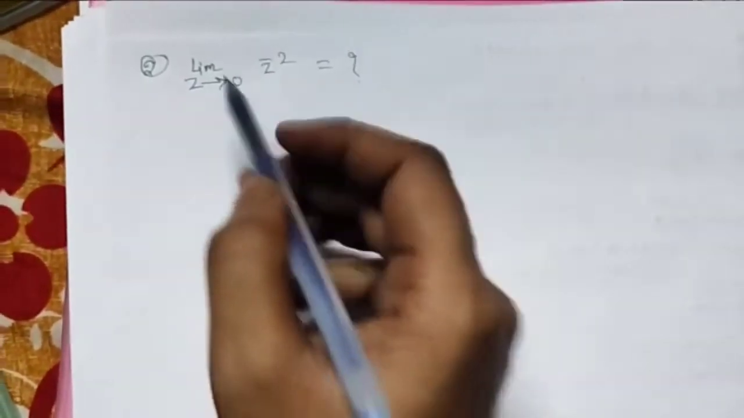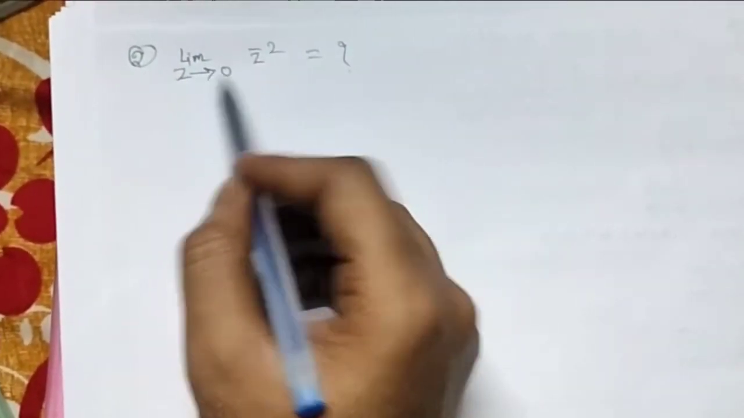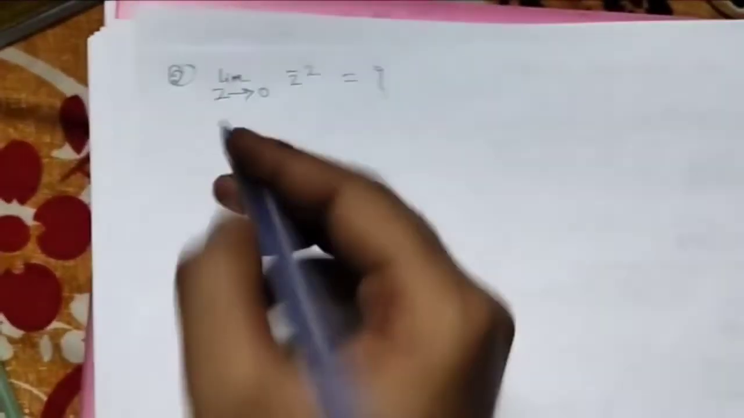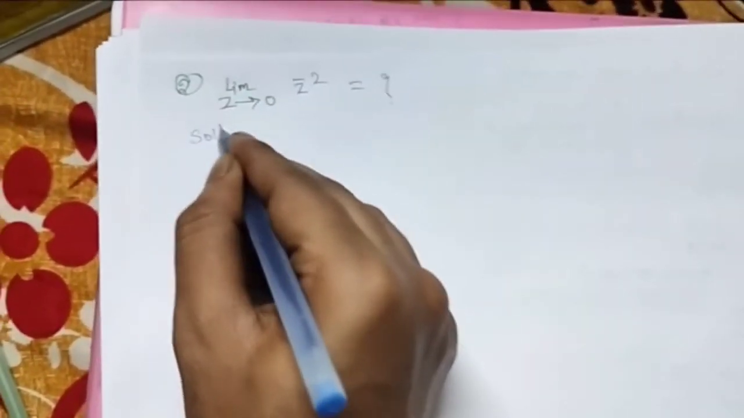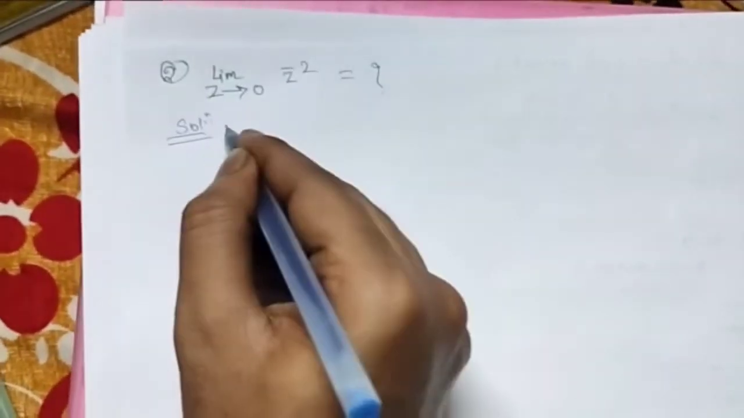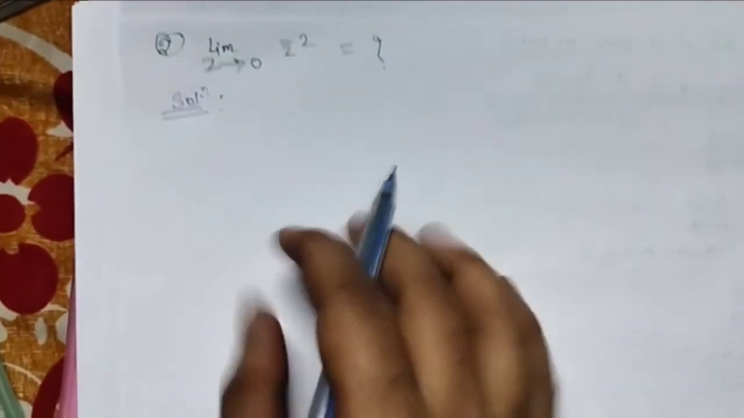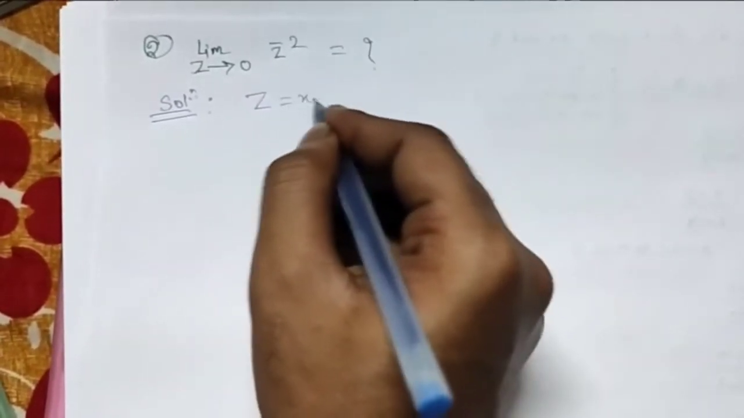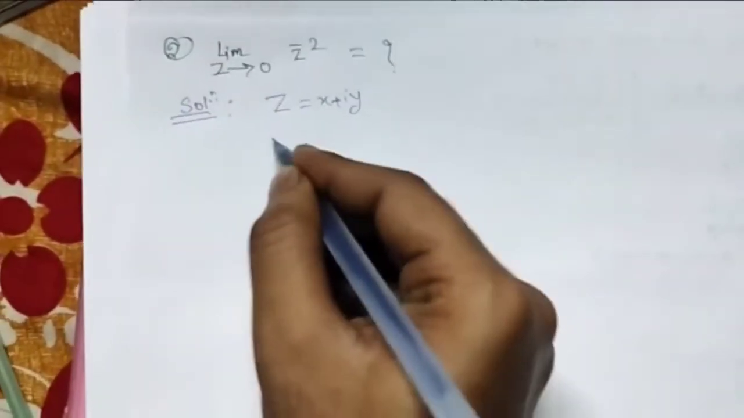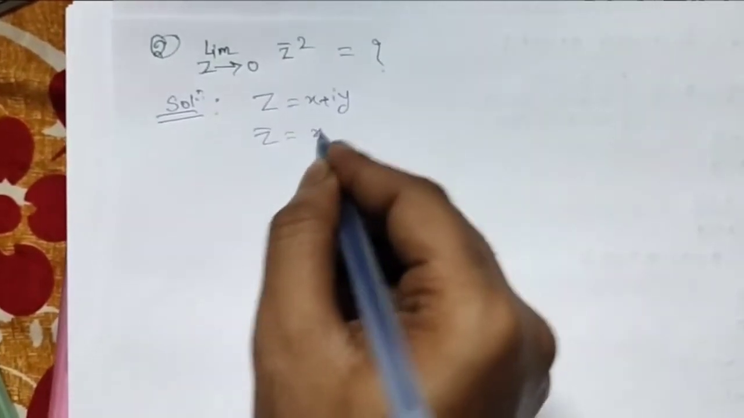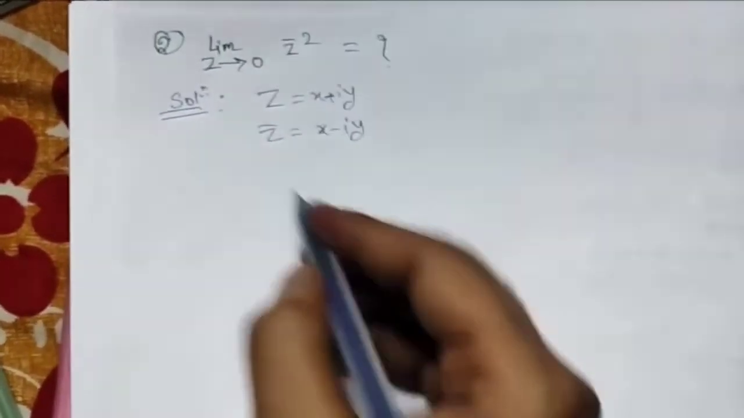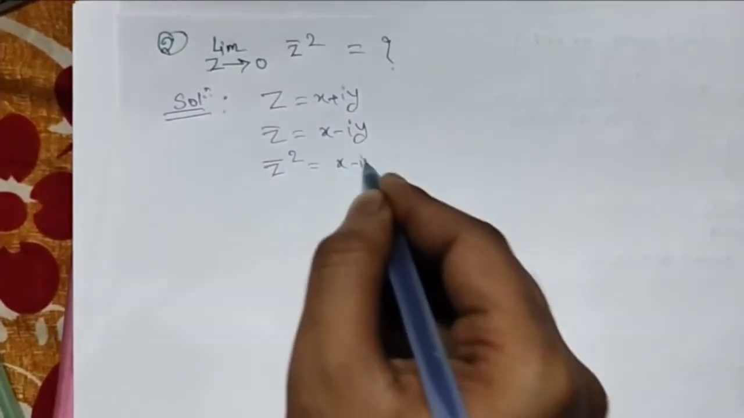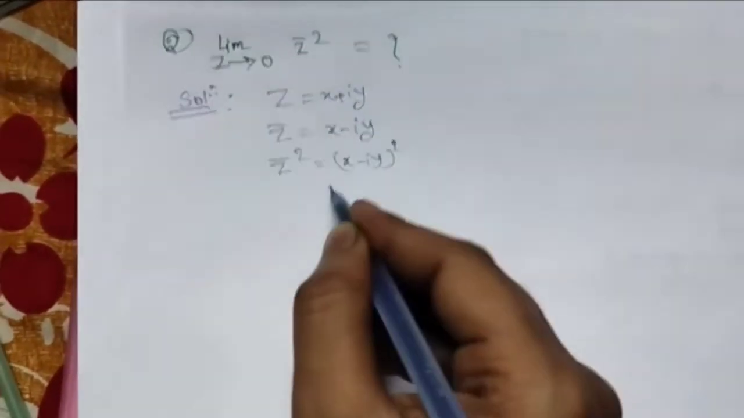So here the second question: limit z tends to 0 of z bar its square. What is that value? So, solution. Here, given that z is equal to x plus iy and z bar is equal to x minus iy. Now z bar its square means x minus iy its whole square.